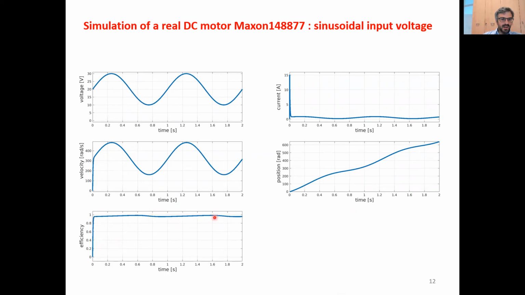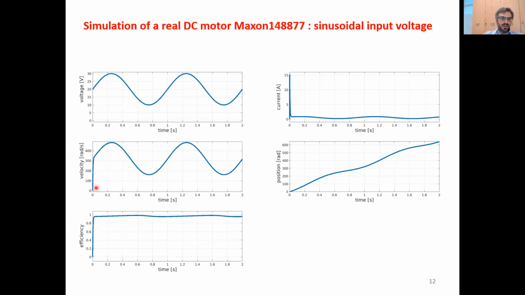Efficiency is mostly constant because, I know why. So in this case, we start already with the motor in motion. The velocity was already at a steady state and starts to oscillate under the steady state value. But I might change this test and make the robot start with a sinusoidal voltage from still.